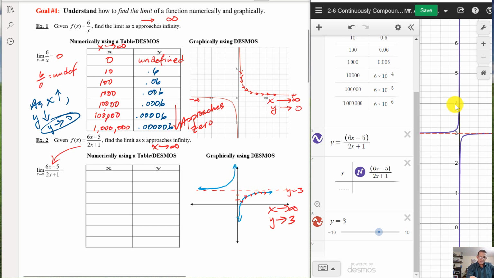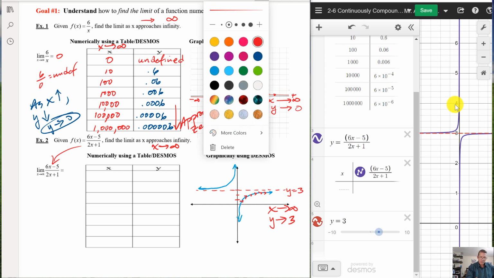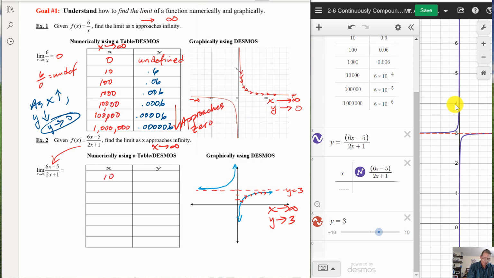Okay, so now let's evaluate the function using the table. We want to figure out what happens when x gets large. So let's do that: 10, 100, 1,000, 10,000, 100,000, 1 million, 10 million. This is when x goes to infinity. That's what I'm talking about here. As x travels to infinity, when it gets very, very big, what's happening to the y values?